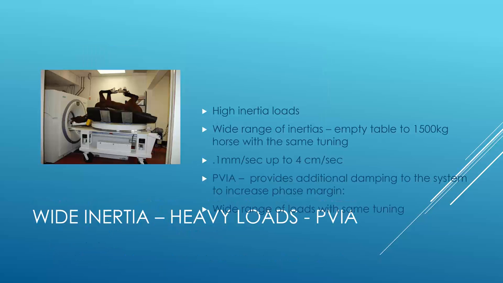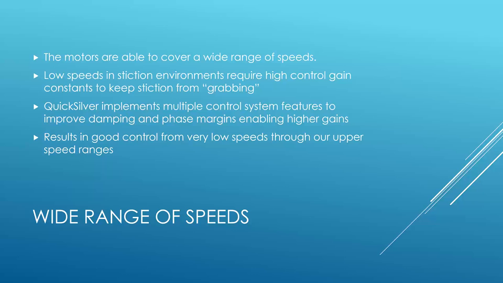We talked about high inertia loads. You may not have to move a horse, but we got a customer who does. They're able to use the same tuning with and without the horse on the table, moving from a tenth of a millimeter per second up to about 4 centimeters per second. We do this with our control system called PVIA, which provides several additional dampings that boost the phase margin. So it makes it pretty easy to tune, even over very wide loads.